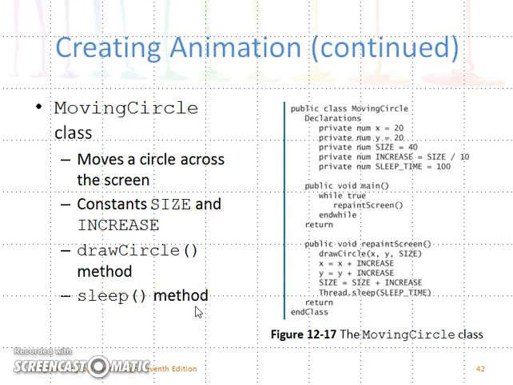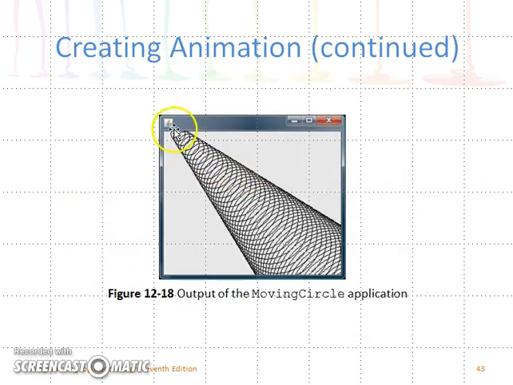So what we're actually doing here is we have a class that contains data fields to hold our x and y coordinates that identify the location at which the circle will appear. The constants size and increase define the size of the first circle drawn and the relative increase in size and position of each subsequent circle. First circle, and each circle gets increased.